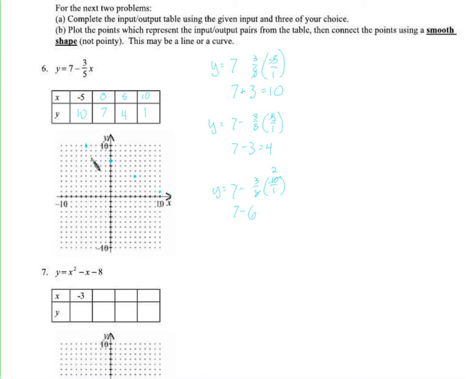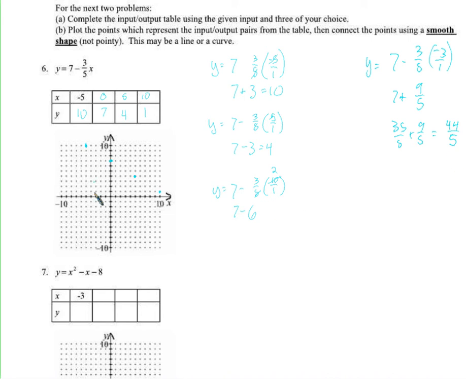What I'm doing when I'm connecting these points is I'm saying, I could plug in, say, negative 3, but I don't want to because it would just be kind of a nuisance, right? Because then I would have to do 7 minus 3 fifths times negative 3. Well, now negative times negative will be positive, and I'll get 9 over 5, and that's a fraction that I'm going to have to find a common denominator for. This is going to be 35 over 5 plus 9 over 5. This is going to be 44 over 5, and I'm going to have to graph 44 fifths.